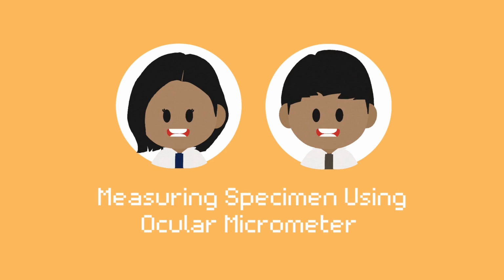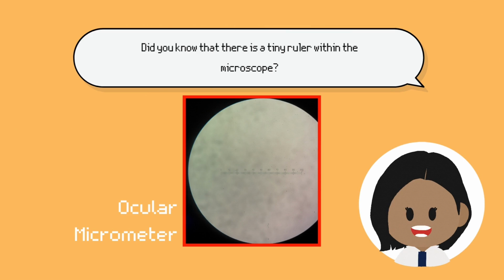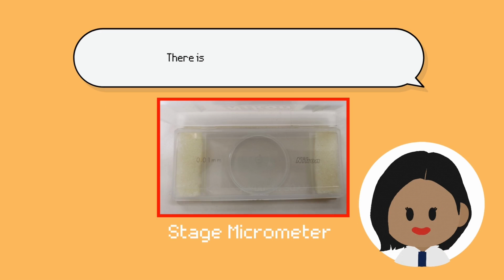Did you know that there is a tiny ruler within the microscope? It's actually called the ocular micrometer. It is a tiny circular glass or plastic etched with a non-unit scale that ranges from 0 to 100. There is also another miniature ruler, but it's now found on the glass slide, which is called the stage micrometer. It has a scale of known units that are divided into 0.02 millimeters graduations.